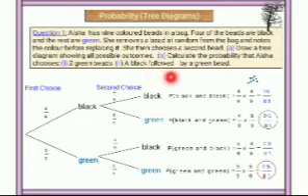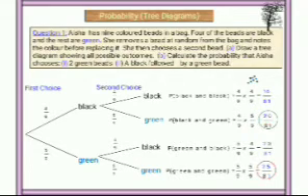Then a black followed by a green. So let's look at black and green here. This is black followed by a green. So just come here. If you trace this one like this, black and green. So for this arm, we have 4 over 9. For this arm, we have 5 over 9. So multiply the two. You have 4 over 9 multiplied by 5 over 9. So 4 multiplied by 5 is equal to 20. Then 9 multiplied by 9 is equal to 81.